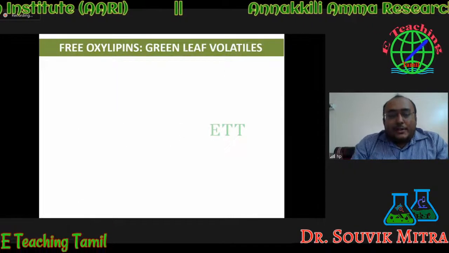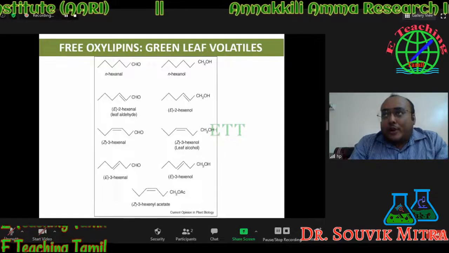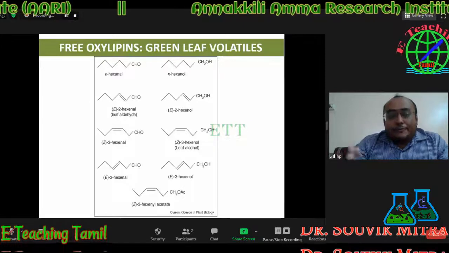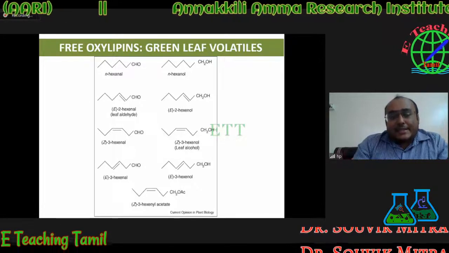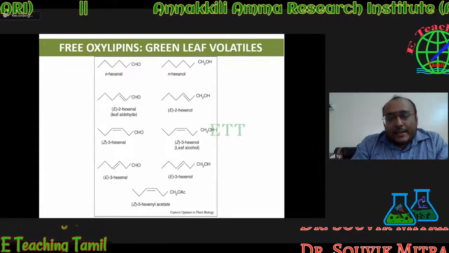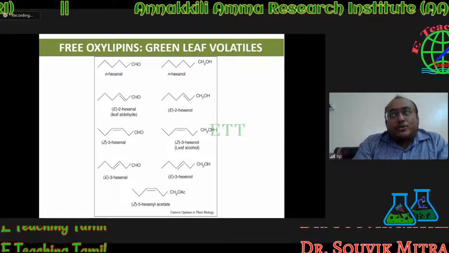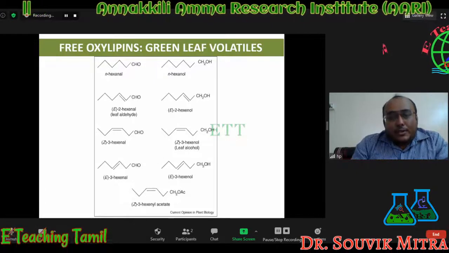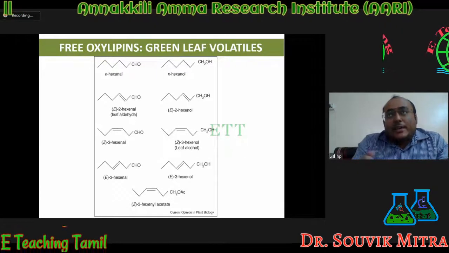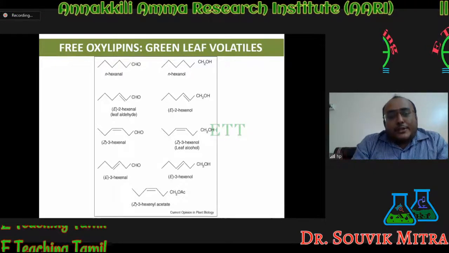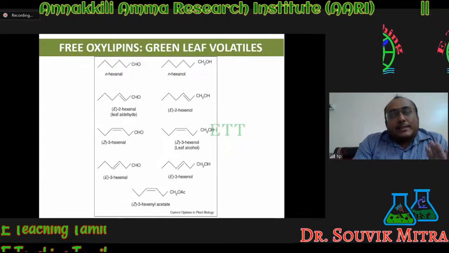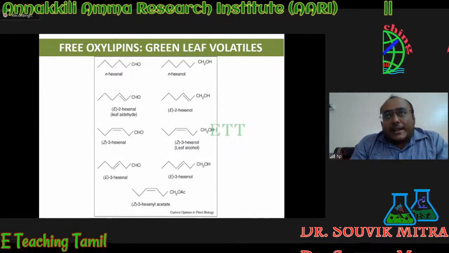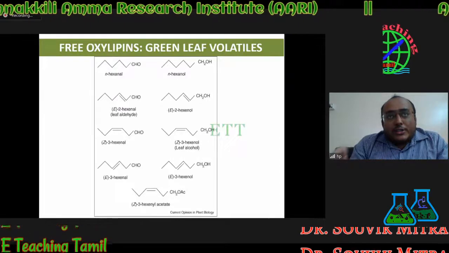Another type of free oxylipins is the green leaf volatiles. Green leaf volatiles are also free forms of oxylipins. The modified fatty acids that I was talking about in the last slide can also cleave to form short chain compounds. These short chain compounds can be 5 carbon, 6 carbon, 8 carbon, or 9 carbon compounds.